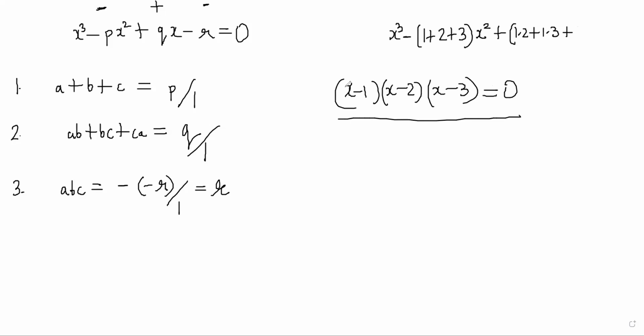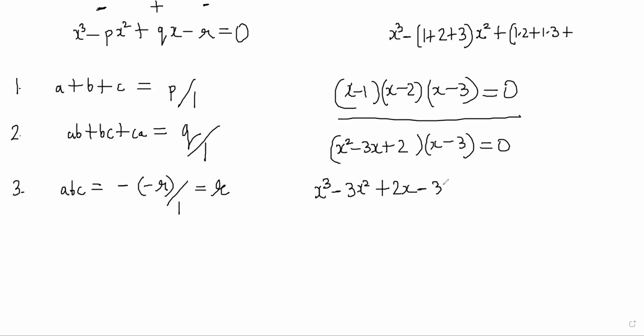This is my cubic equation. Multiply it and get the real cubic. This is x square minus 3x plus 2 multiplied by x minus 3. So what is it coming? x cube minus 3x square plus 2x minus 3x square plus 9x minus 6 is equal to 0, right? Yeah. It is coming x cube minus 6x square plus 11x minus 6.